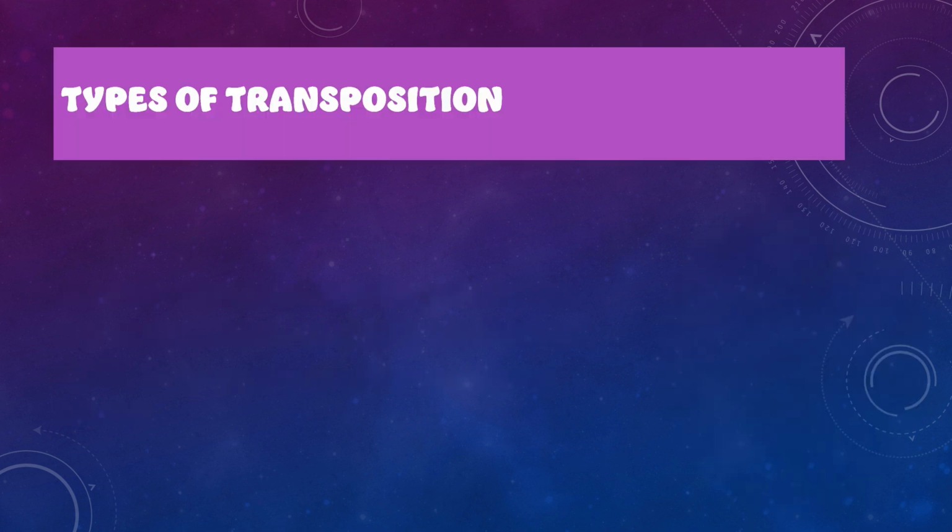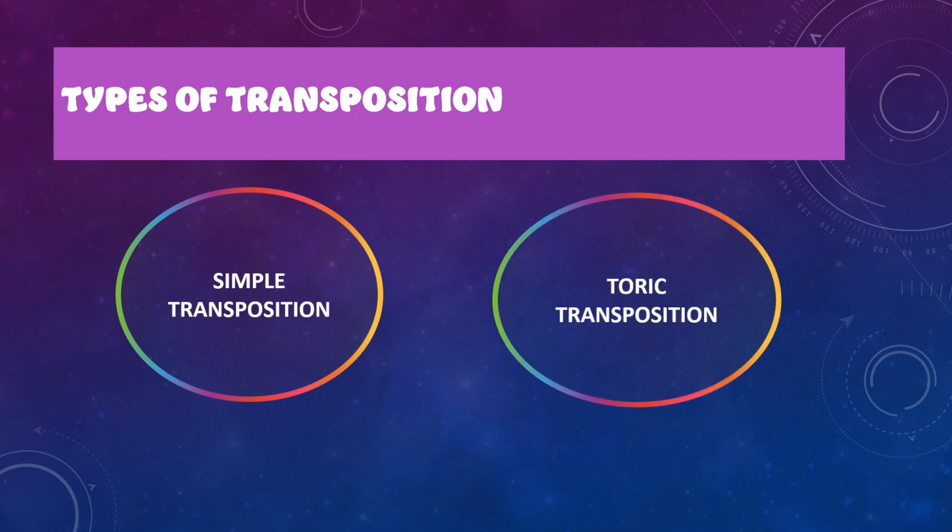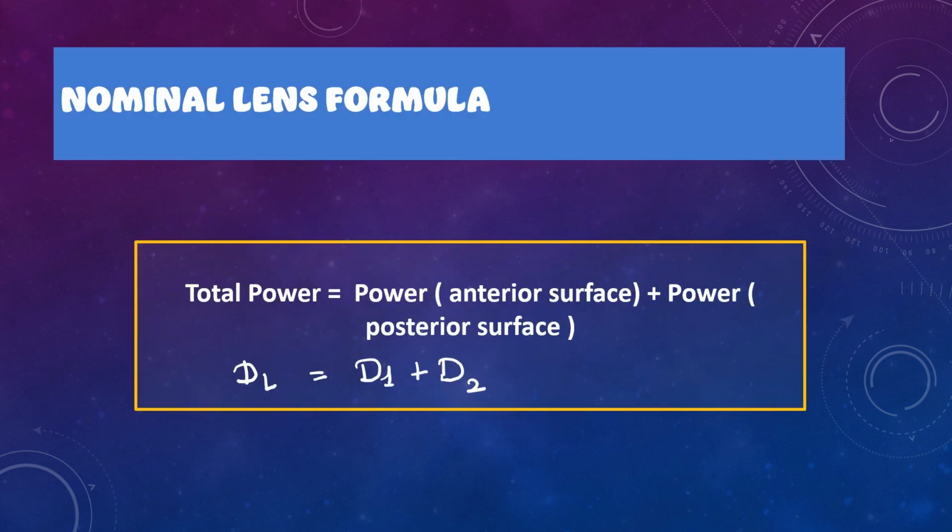So, what are the types of transposition? We have a simple transposition, which is usually used at the level of dispatching the glasses to the patient. And we have a toric transposition, which is used at the production level of the glasses.